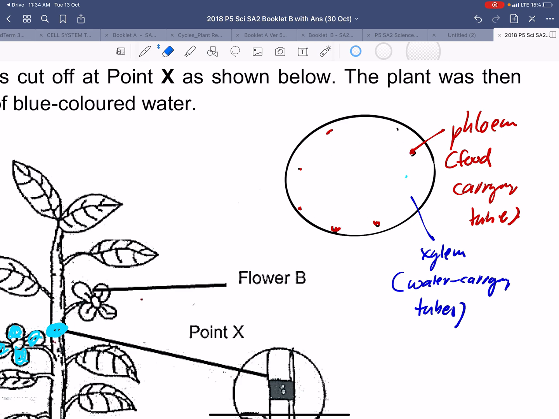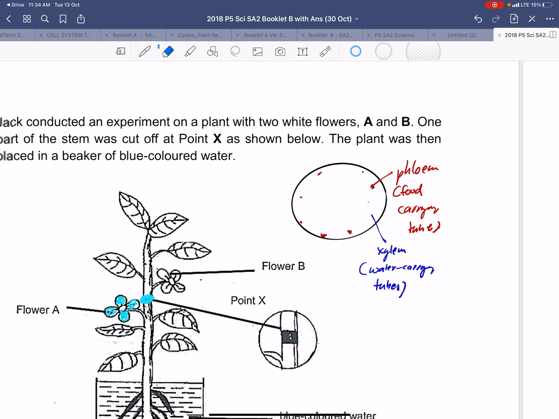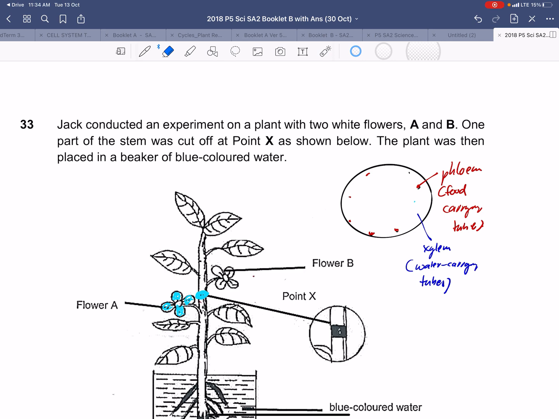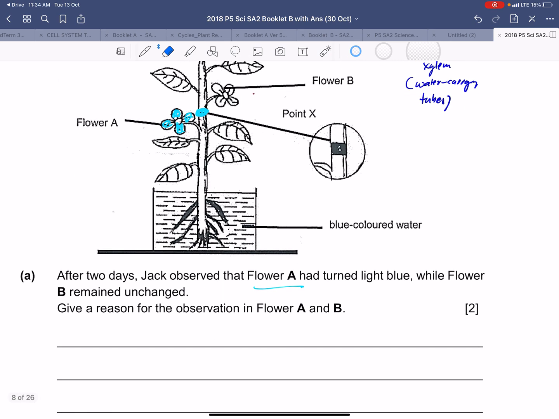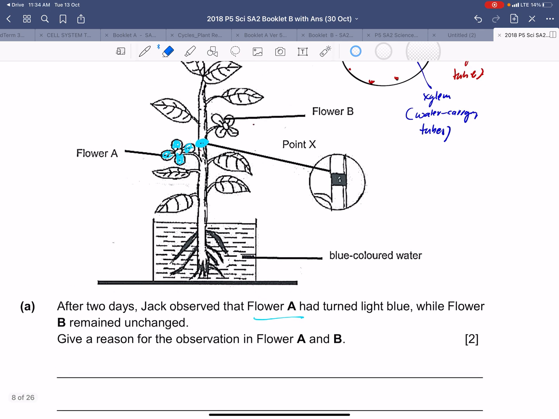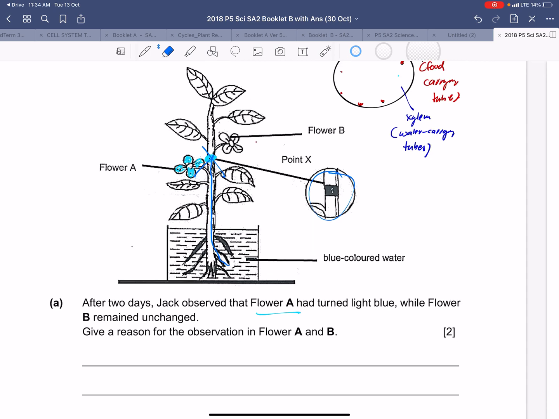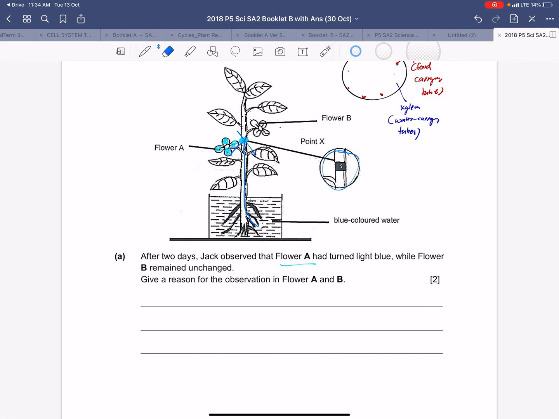So because this was cut, the water carrying tubes were severed. There is no water that can actually pass from here all the way up to this part. Why? Because at this juncture here, already gone. No more. So this is not possible. Okay? So now we understand the story.